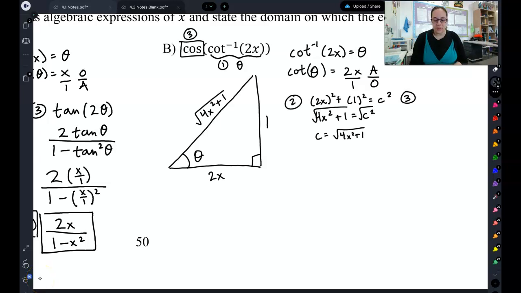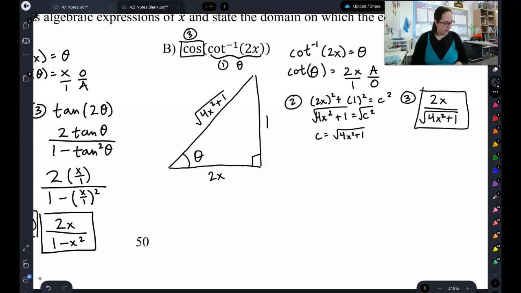Check to see if you filled in your triangle correctly. So I have adjacent over opposite. I use Pythagorean's theorem to find that side. Now we're going to find cosine because that's our outside function. So cosine is adjacent over hypotenuse. My adjacent side is 2x. My hypotenuse side is the square root of 4x squared plus 1. And that should be my answer.